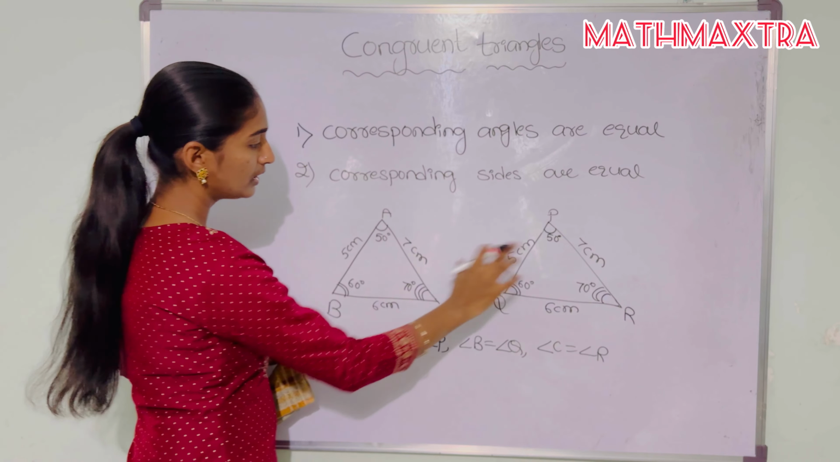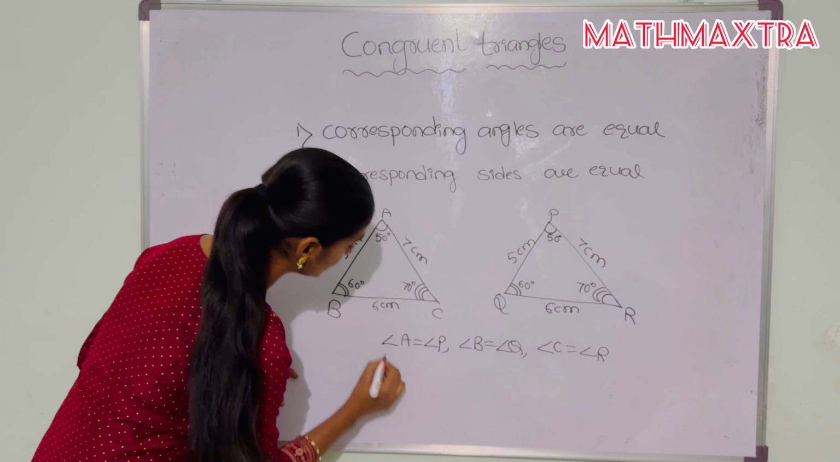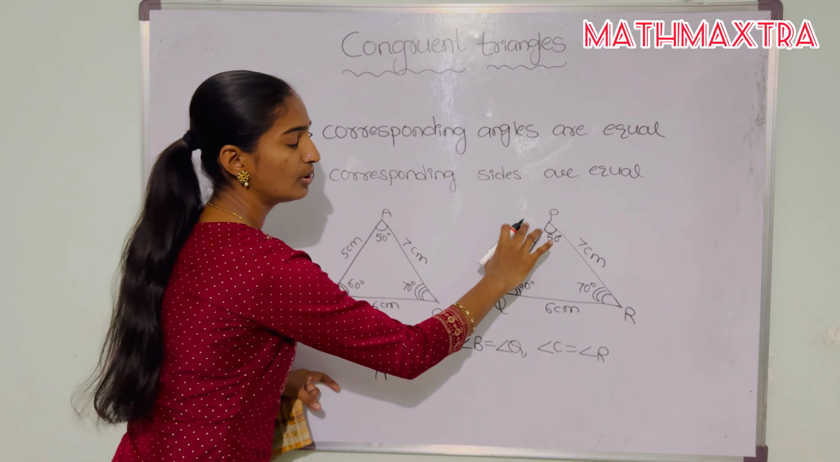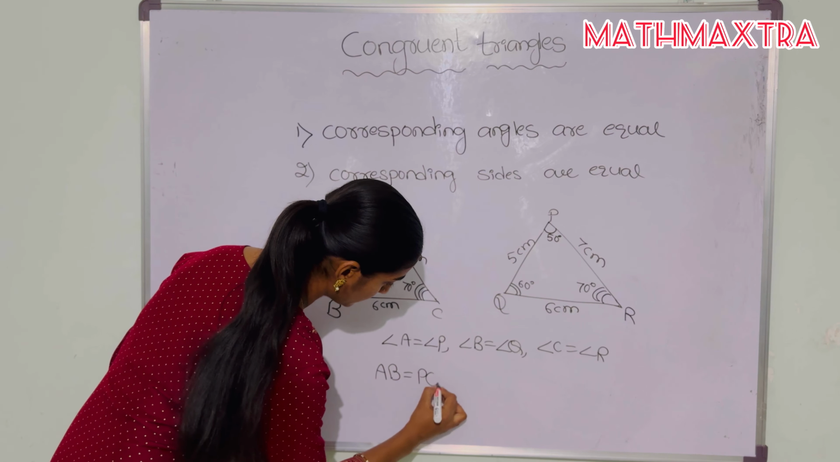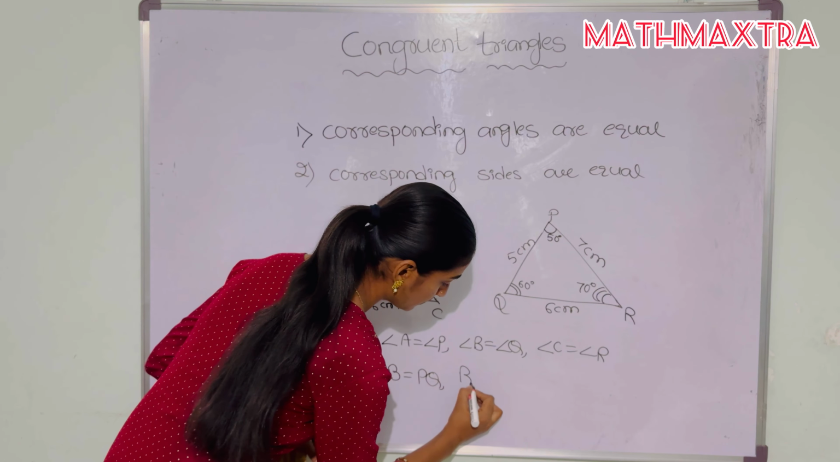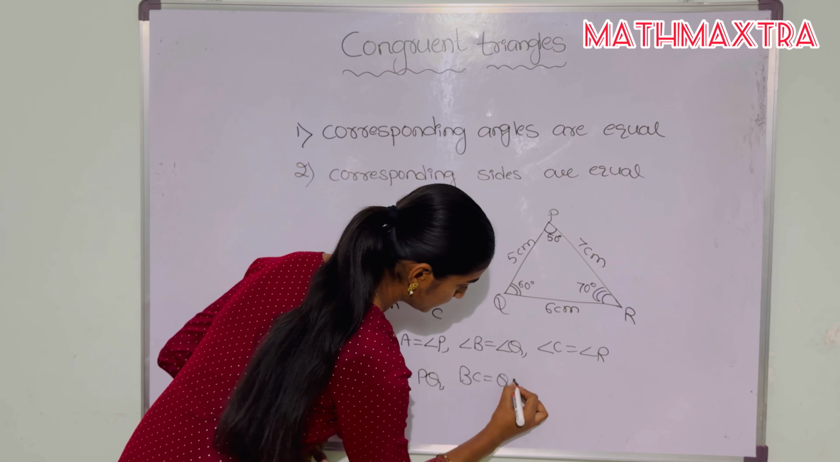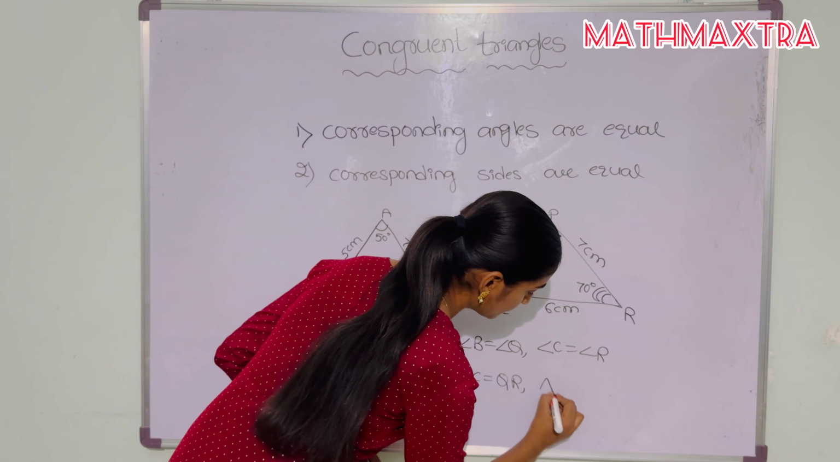So these are equal. Now what are equal? Corresponding sides are equal, right? So AB is equal to PQ, and BC is equal to QR. Next, AC is equal to PR.